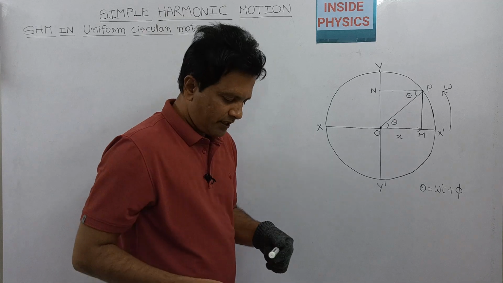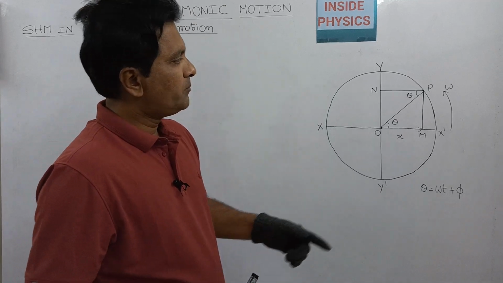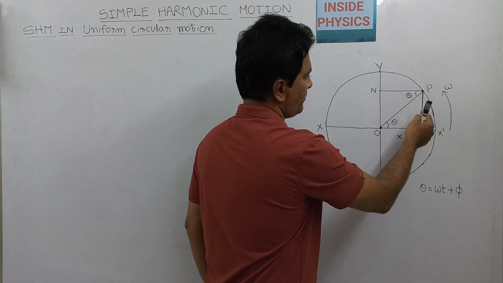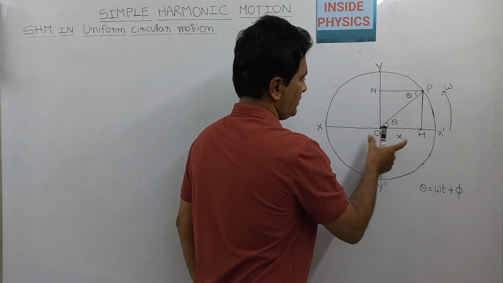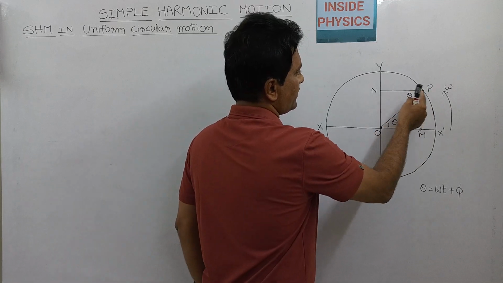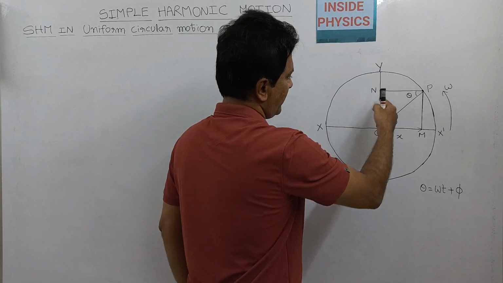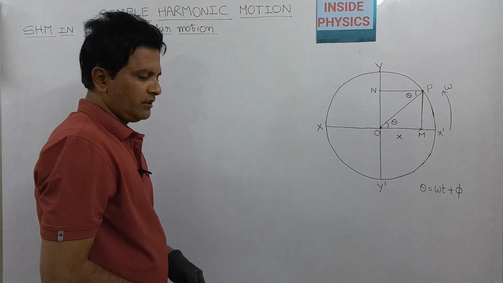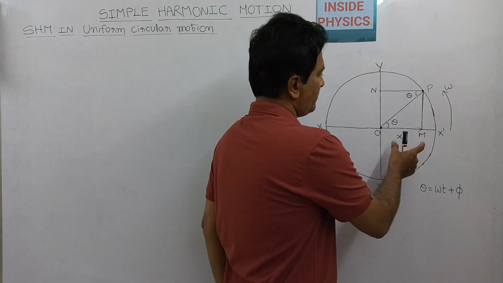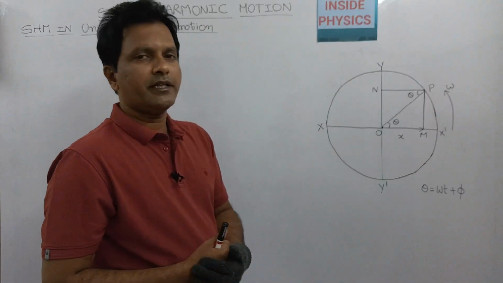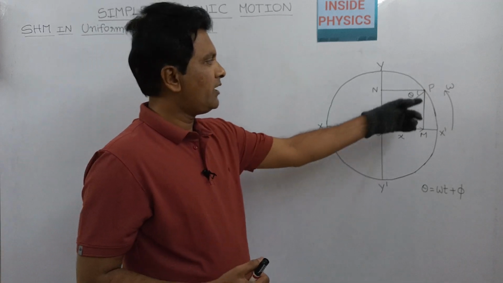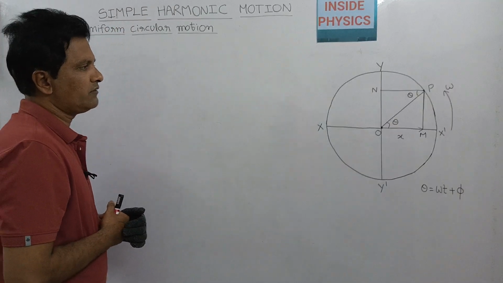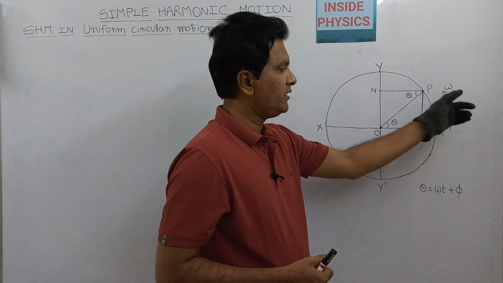So here our aim is to prove the projection, that means the foot of the perpendicular M drawn from P. This is the projection from P to this diameter. PN is another projection onto the diameter Y dash. So our aim is to prove the projection is making simple harmonic motion while the particle is revolving in uniform circular motion anti-clockwise with uniform angular velocity omega.